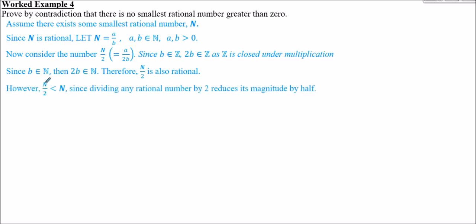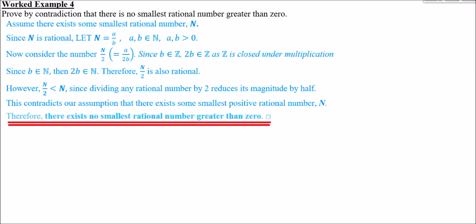However, very obviously, N over 2 must be less than N, since dividing any rational number by 2 reduces its magnitude by a factor of 1/2. If divided by 2, it's going to be only half as large. That, of course, contradicts our assumption that there exists some smallest positive rational number, capital N. Therefore, there exists no smallest rational number greater than 0.